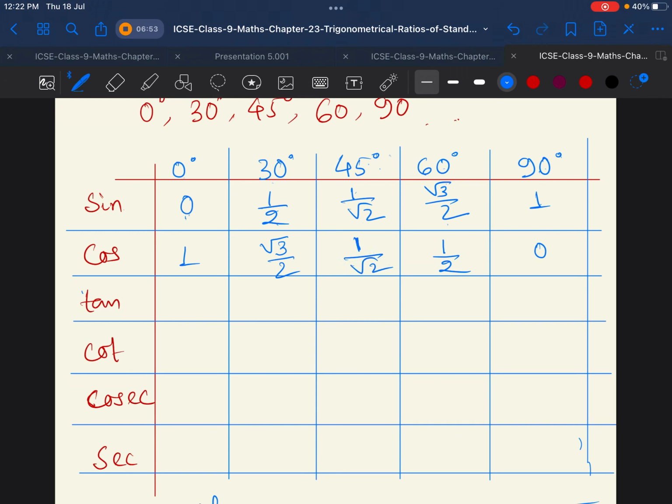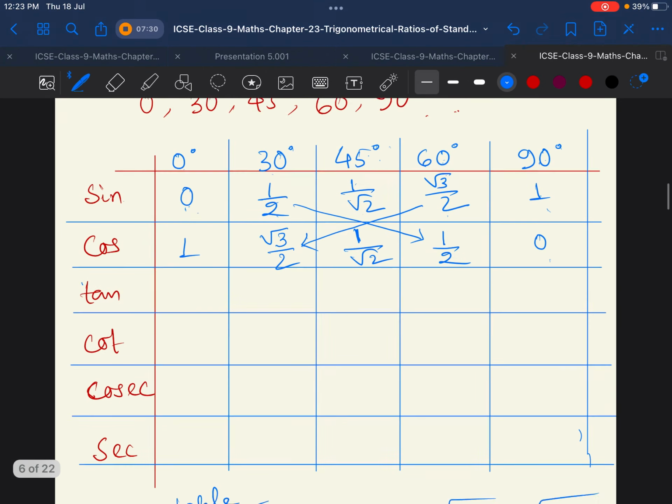So how to remember easily? Sine and cos are reverse to each other. Sine 30 is 1 by 2, cos 60 is 1 by 2. Sine 60 is root 3 by 2, then cos 30 is root 3 by 2. Sine 0 is 0, then cos 90 is 0. Sine 90 is 1, cos 0 degree is 1. And sine 45 and cos 45 are equal.